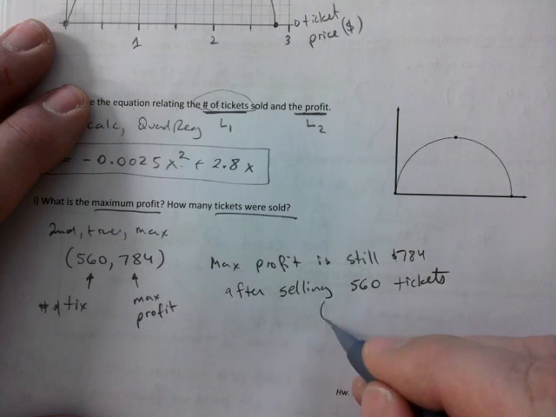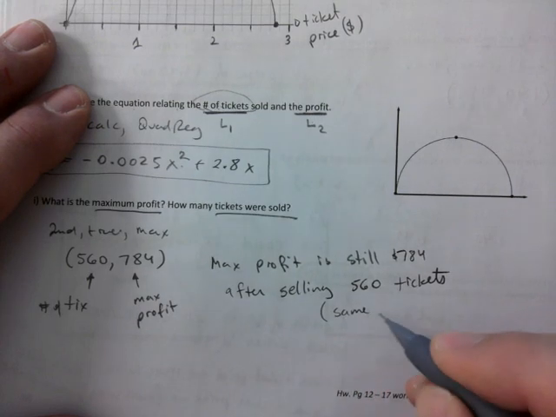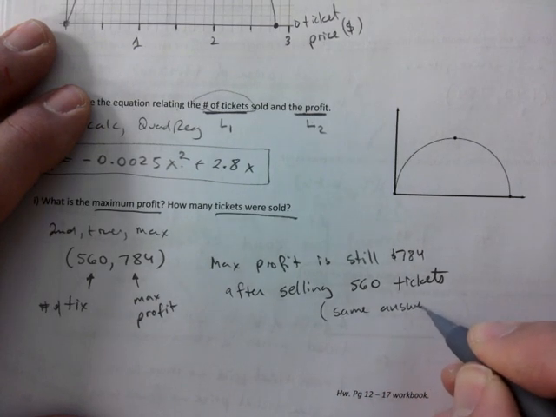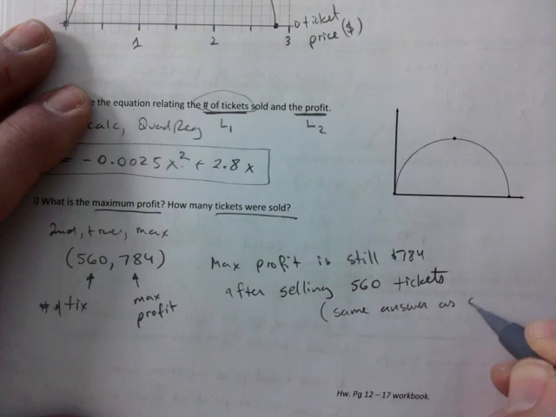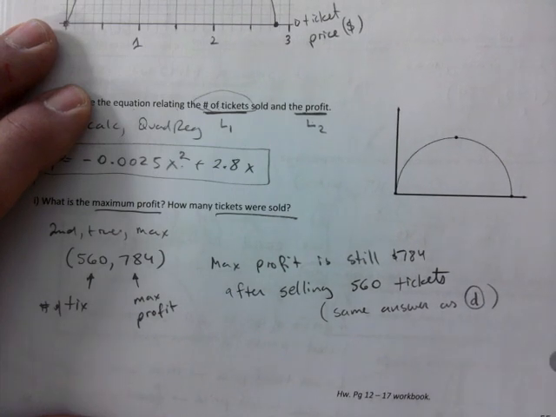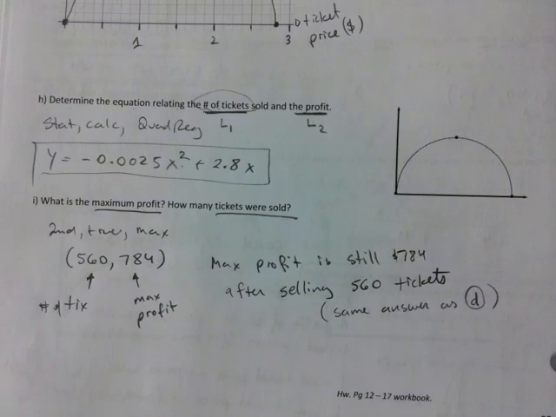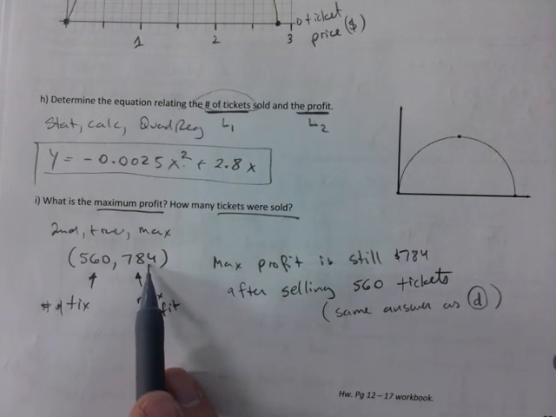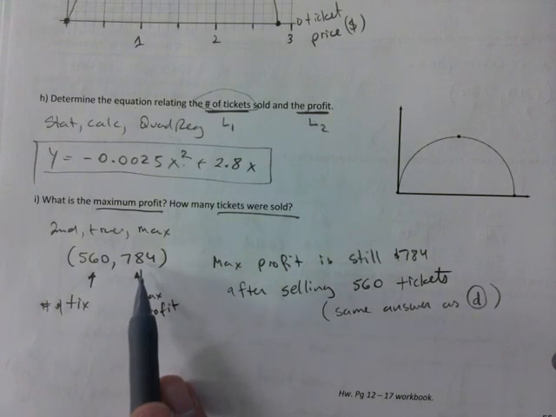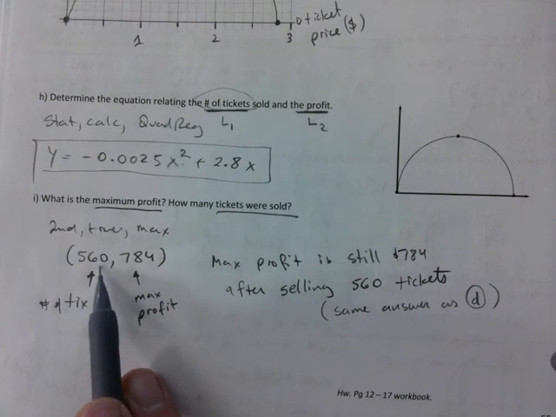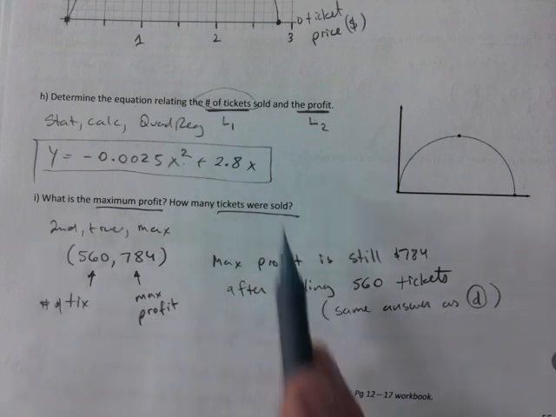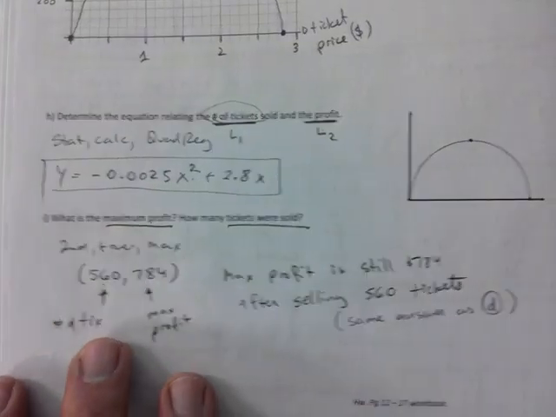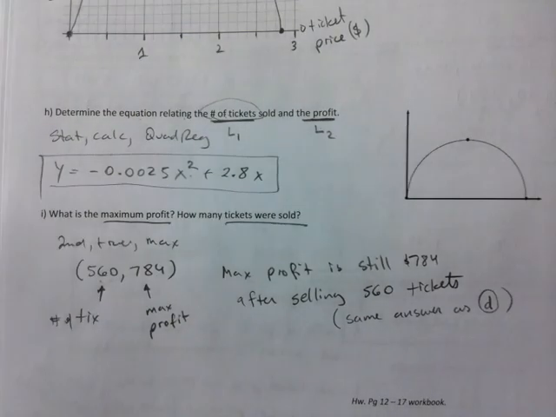I will just say same answer as D, right? Same answer as D, but the 560 we found differently. We went 784 divided by $1.40, right? Because that was our ticket. So we got that 560 there. This is way more time consuming. I would not suggest you do this to find that.